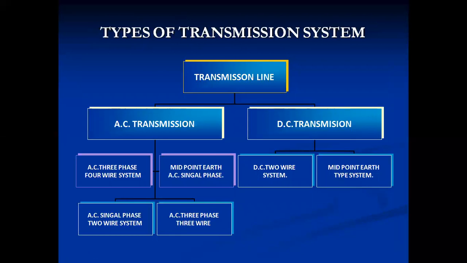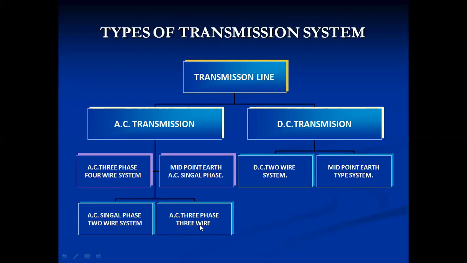So what are the different types of transmission systems? Transmission lines are classified into AC transmission lines and DC transmission lines. AC transmission lines are at very high voltage: high voltage AC, HVAC, or extra high voltage AC, EHVAC. Similarly, for DC transmission, we have high voltage DC, HVDC, and extra high voltage DC. AC transmission is characterized into the AC three-phase four-wire system, midpoint earth AC single phase, AC single-phase two-wire system, or AC three-phase three-wire system.